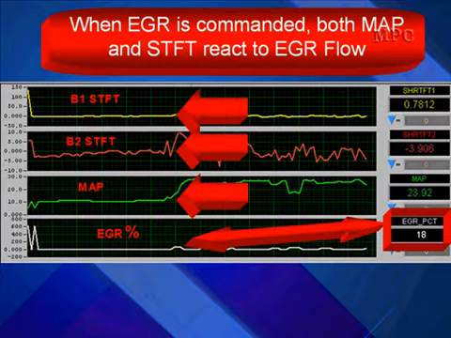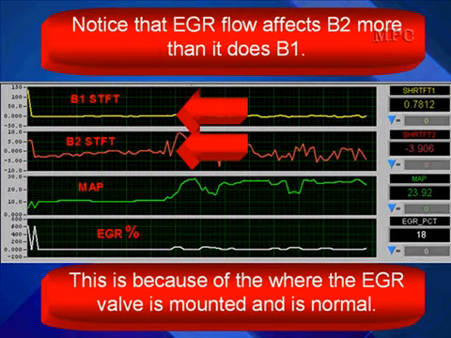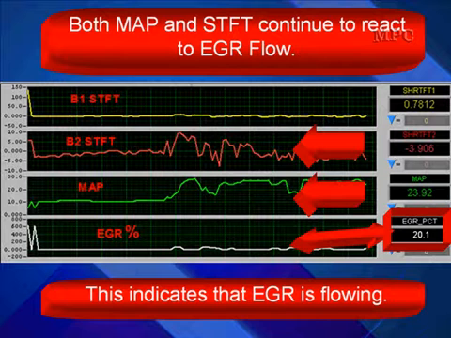Now, when we go up and command EGR, in this case 18%, you can see that bank 1 short-term fuel trim and MAP start reacting to EGR flow. Notice that the EGR flow affects bank 2 more than it does bank 1, and that's because of where the EGR valve is mounted, and this is normal on vehicles. Both MAP and short-term fuel trim continue to react to EGR flow.